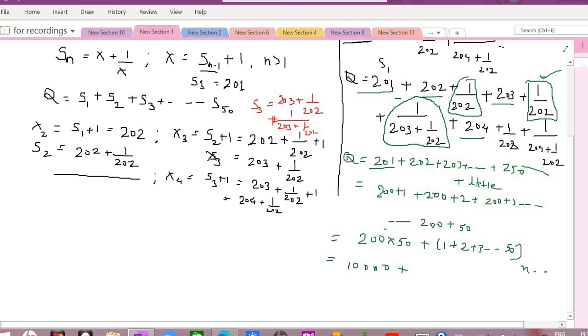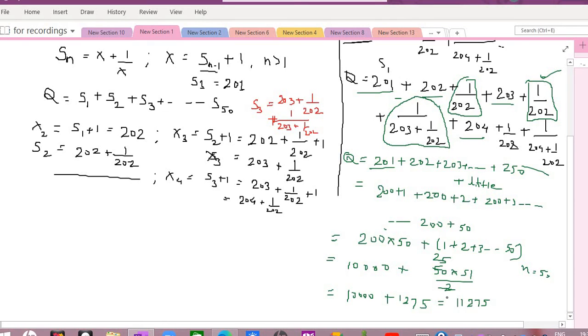Now here your n is 50. So n into n plus 1 by 2 means 50 into 51 by 2. If you solve it quickly, you will get 10,000 plus, this is 25, so this will be 25 into 51. So this is 1,275. Okay. So I hope I'm not wrong. So what do you get here? The total quantity that you get is 11,275. Now, but this is not Q.